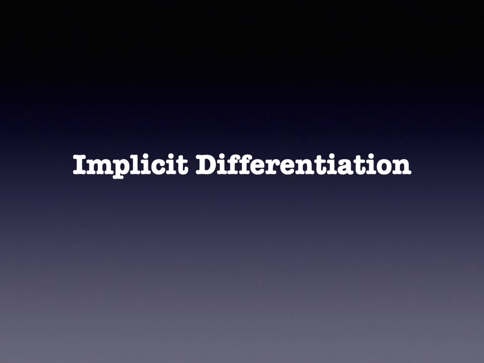Exactly. It's like the detective of calculus. It helps us figure out these hidden relationships. So instead of trying to rip y away from x, we just accept that they're meant to be together, and we differentiate implicitly. Okay, I like it. I'm intrigued, but I'm also a little intimidated. So walk me through it a little bit.